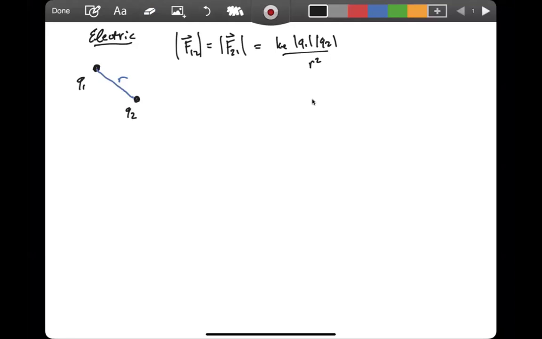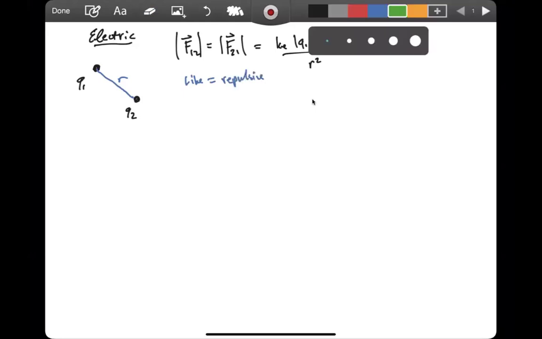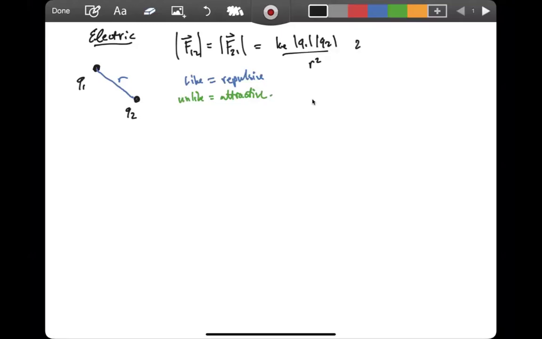So this is the magnitude, where like charges give a repulsive force, and unlike charges give an attractive force. So this is only true for 2-point charges.